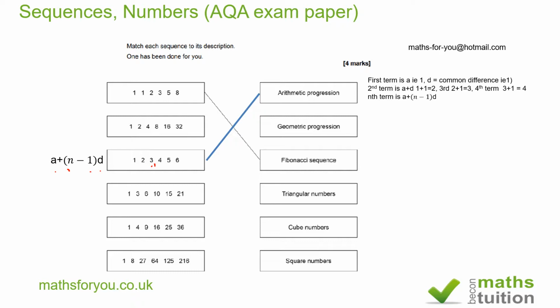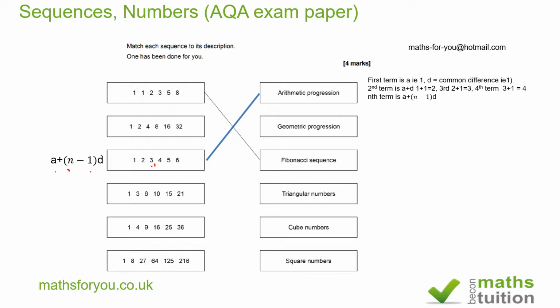And you can do the same for the sixth term, which is 6. 6 minus 1 is 5. 5 times 1 is 5. And 5 plus 1 is 6. Hence 6 there. Okay, so that's the arithmetic progression done.